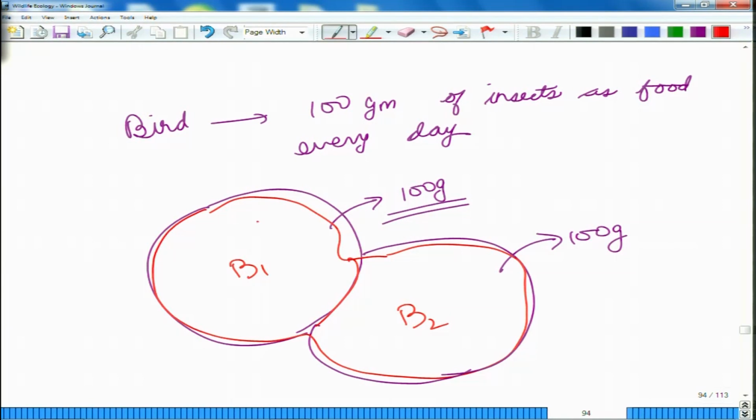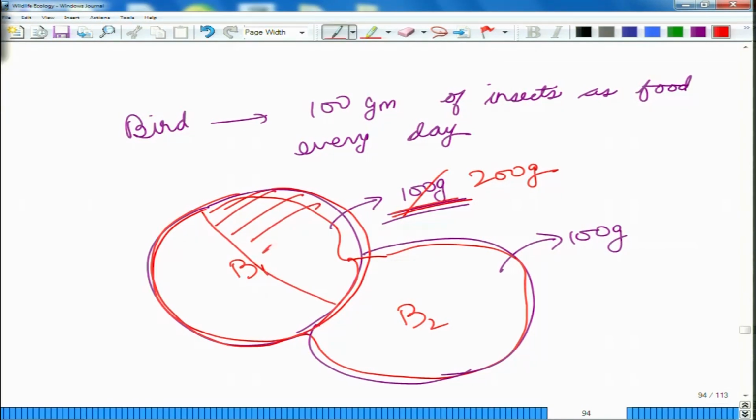Now, what happens if we increase the number of insects that are available to this bird in this area itself? In place of this area providing 100 grams of insects, suppose we added more insects into this territory, so that this area provides 200 grams of insects. In that case, would this bird reduce its area? It turns out that the bird will reduce its area by half. The amount of insects provided in this patch of land is an environmental phenomenon, something regulated by the environment.